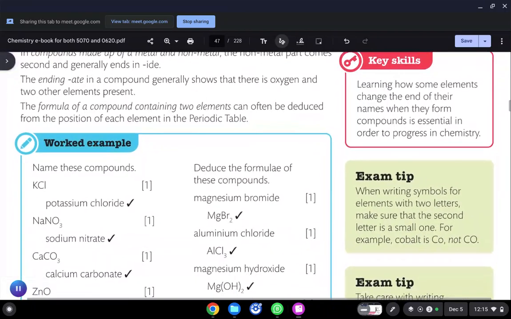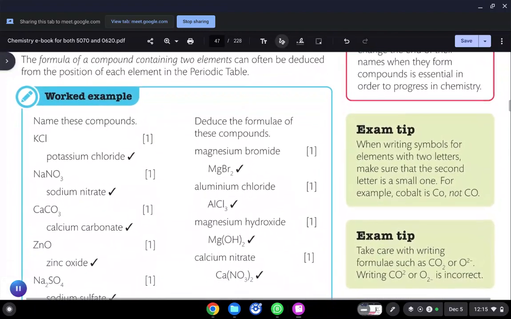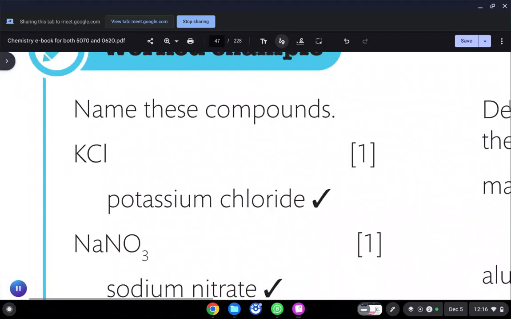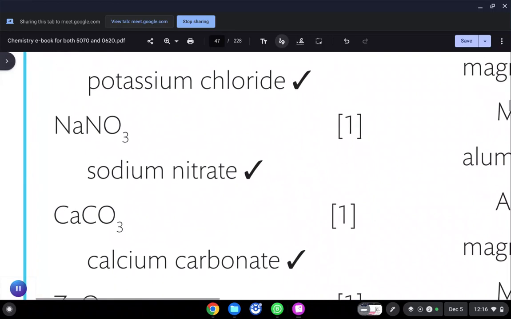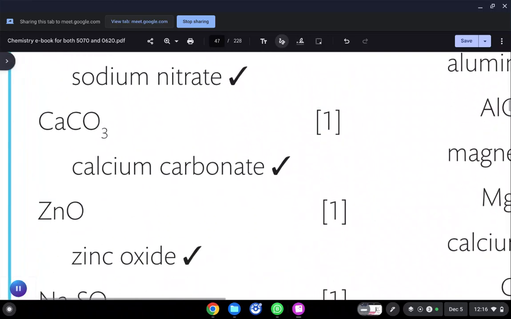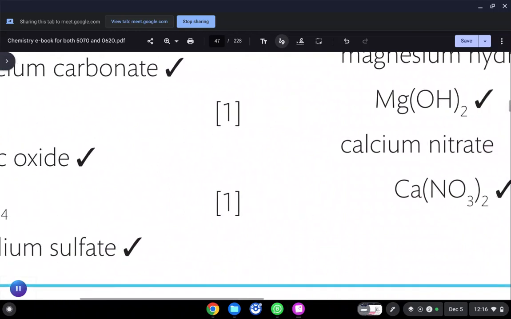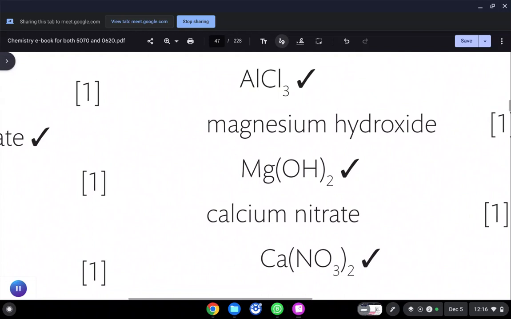So for example, we have a few formulae and we have to name them. How will we name them? There are only two types of atom, so it is potassium chloride. Here we have three types of atom, one is oxygen and two other types of elements, so the name ends with ATE. Sodium nitrate, calcium carbonate, zinc oxide. Only two types of element. Zinc sulfate, three types of element. Calcium nitrate, three types, one calcium.